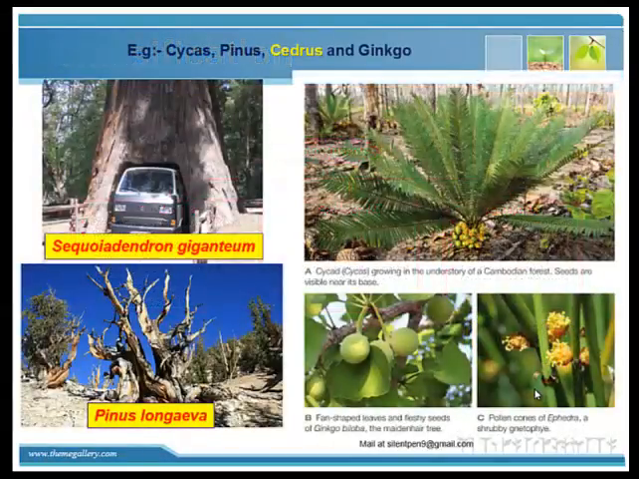And finally the examples, and here you can see the examples. So Sequoia gigantea, one of the largest trees ever seen. You can see it can even fit a car. And here you can see a Cycas, and Pinus longifolia mostly found on the mountains, and I can say gymnosperms are dominantly seen in the mountain regions. And you can see the seeds being produced naked.